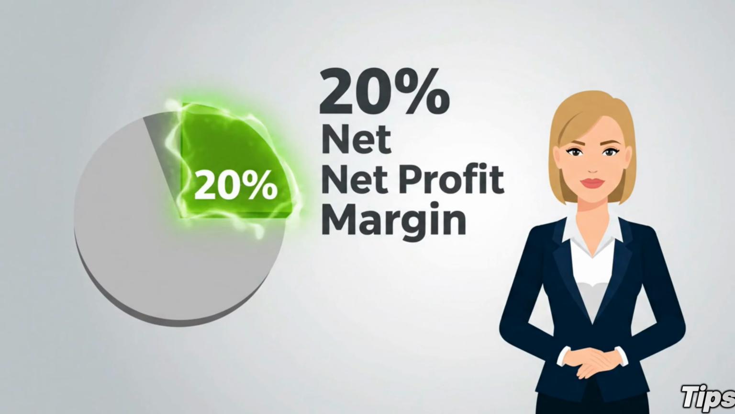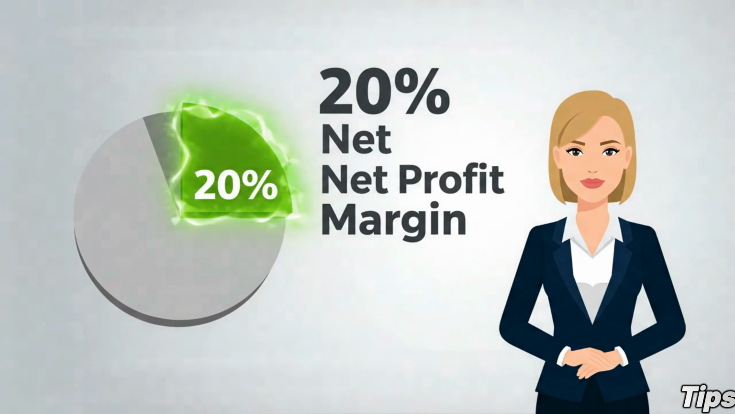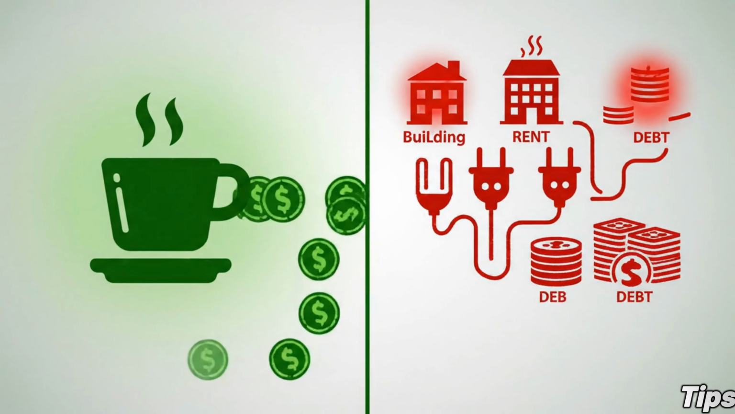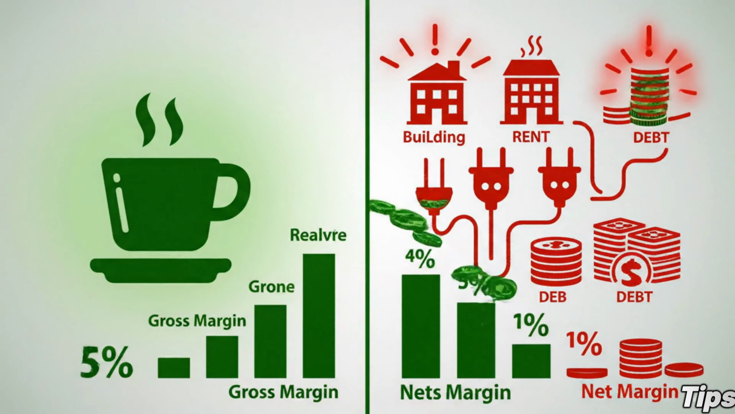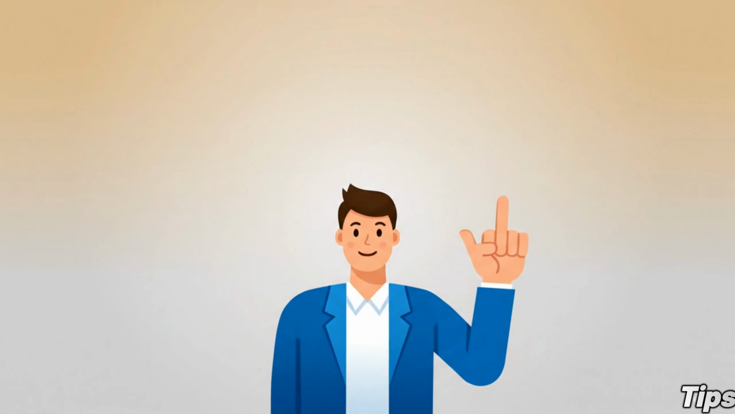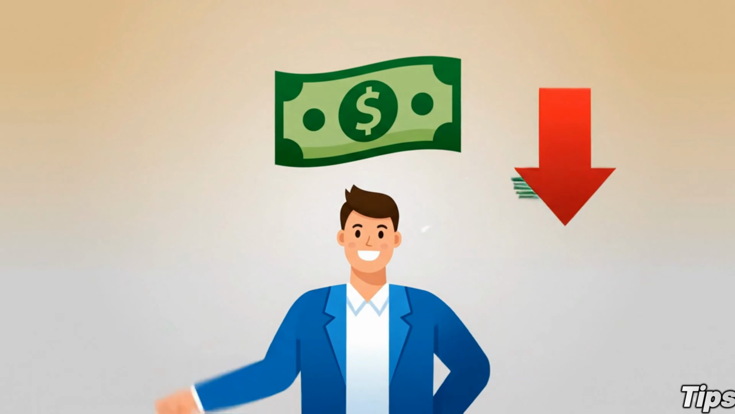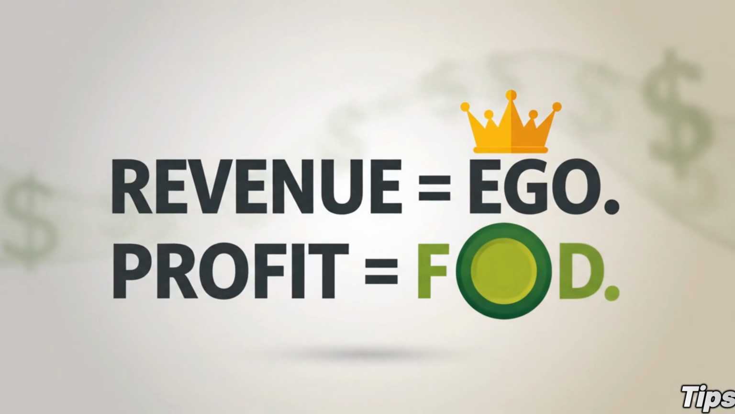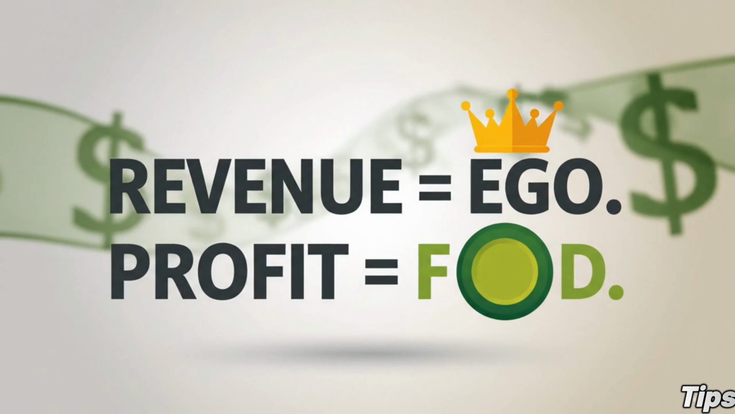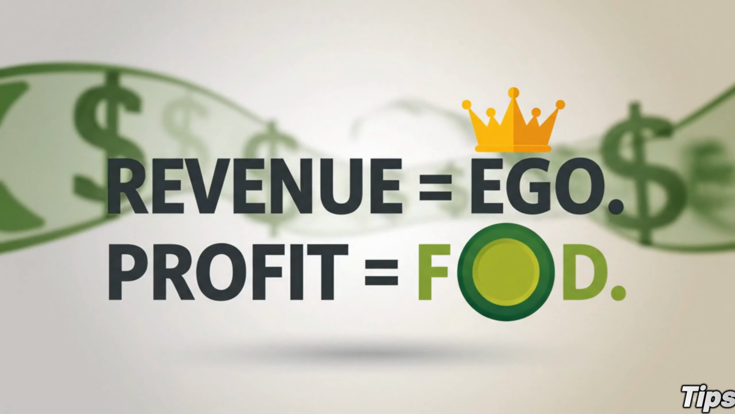This breakdown is vital because it diagnoses your health. If you have high gross margins but low net margins, your product is fine, but your debt or rent is killing you. But if your gross margin is bad from the start, you need to raise prices or lower material costs immediately. Remember, revenue feeds the ego, but profit feeds the family. Don't just look at the sales, scrutinize the margins.